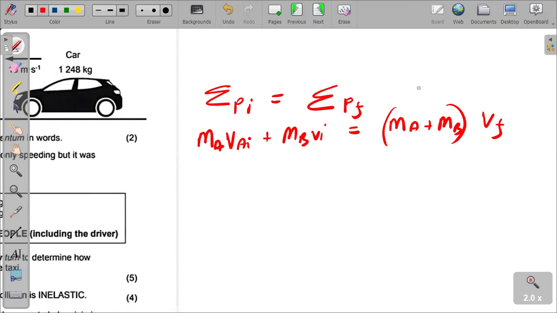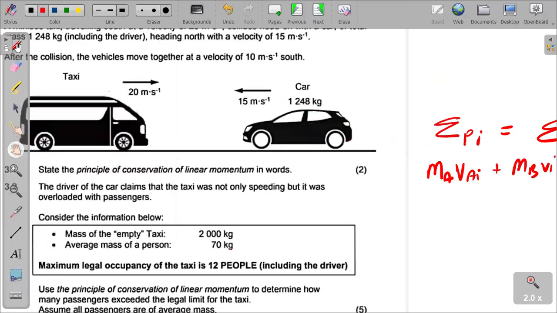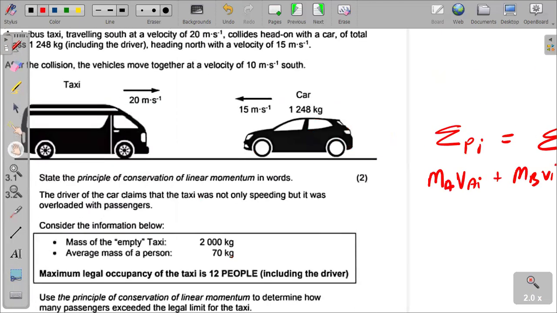By the way, I'm going to take south as positive. It is the choice that I have made as positive. Then we list the data that we have from the information given. Number one, I am calling my taxi MT, or we can call it MT. It's one and the same thing. It's just my choice that I want to call this A and this B.